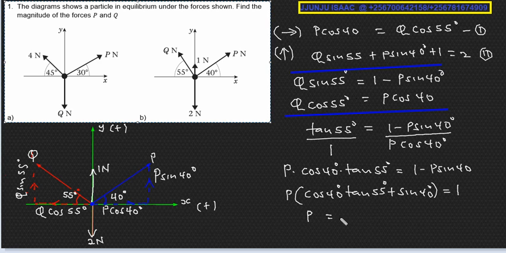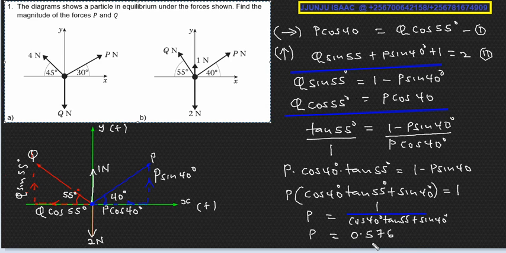So our P is going to be 1 over the whole of this, which is cos 40 degrees tan 55 plus sin 40 degrees. So pressing the calculator, P should give you 0.576. That is our P.